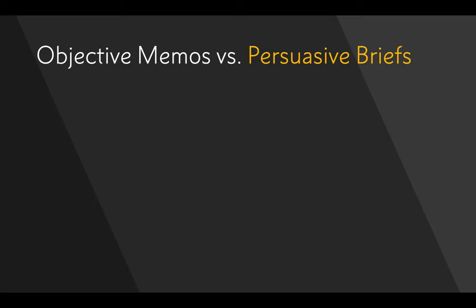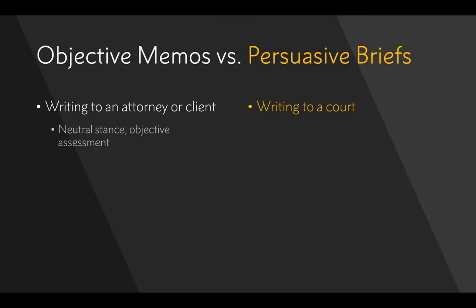One way to figure out what persuasive briefs are all about is to compare them to objective memos. The audience for a memo is always an attorney or a client, whereas the audience for a persuasive brief is always some kind of a court. It's okay, though, to address that court directly, and we'll talk about that more later.